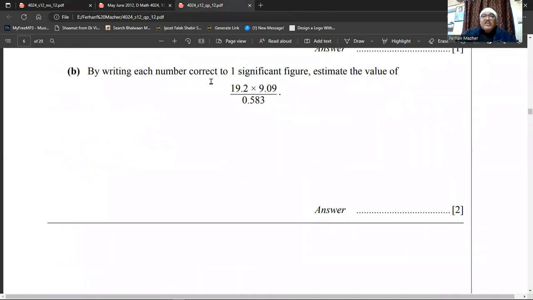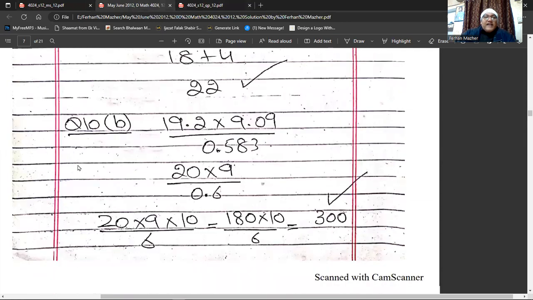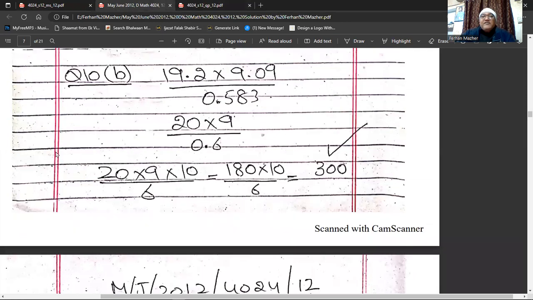He says by writing each number correct to one significant figure, estimate the value of, this will be 9, this will be 20, this will be 9, this will be 0.6. Okay, so 19.2 in one significant figure will be 20, and 9.09 in one significant figure will be 9. 0.583 in one significant figure will be 0.6.